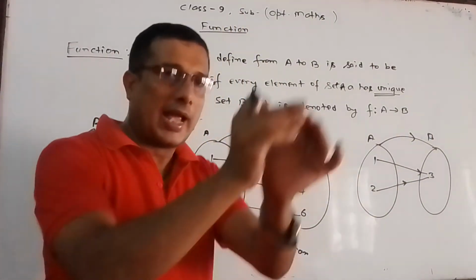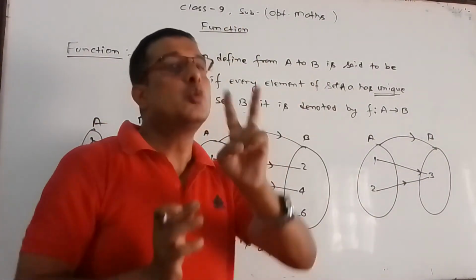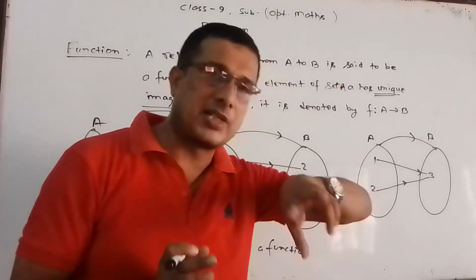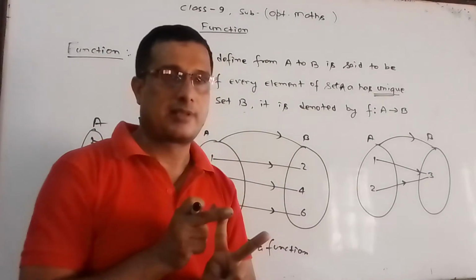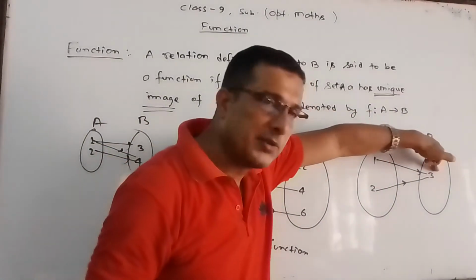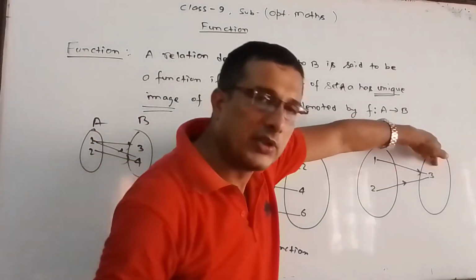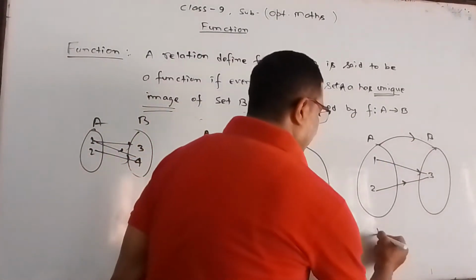For example, at school, two persons may be present. They can be present in the same place. So the place is 3, the image of 1 is 3, and of 2 is 3. So it means it is a function.